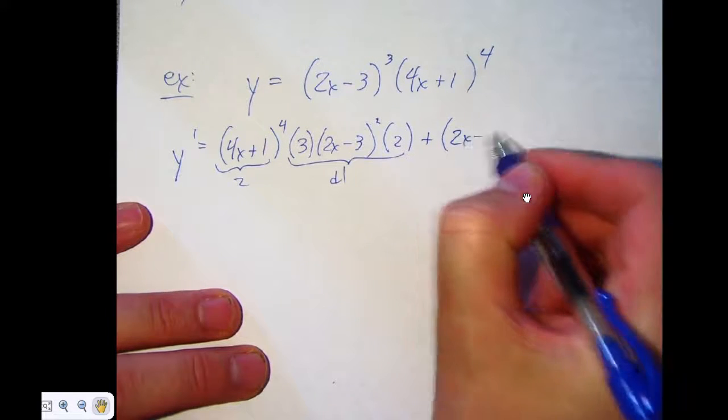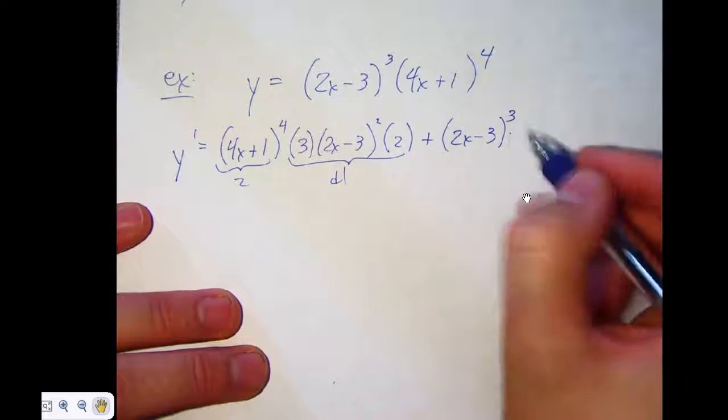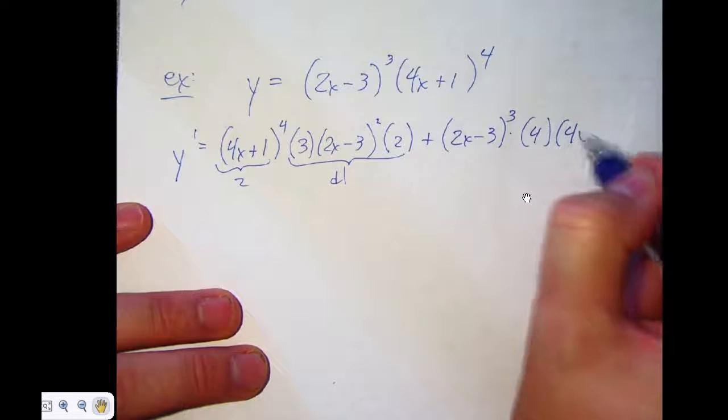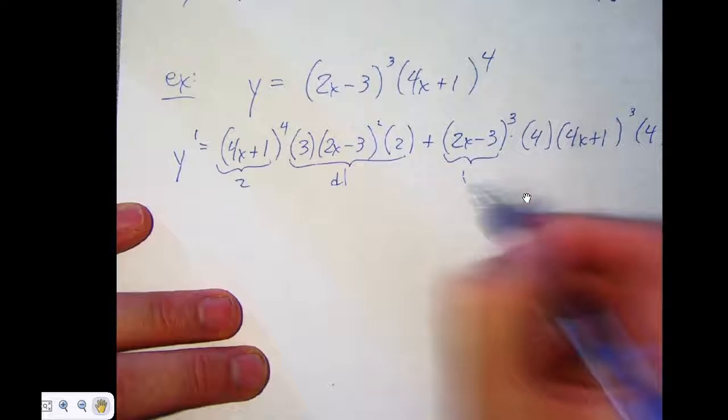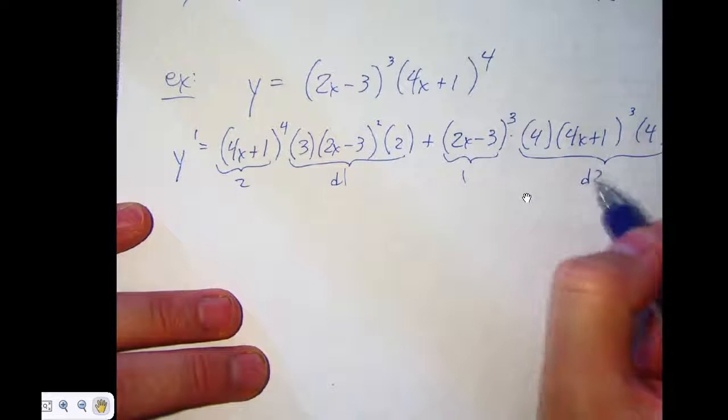Plus 1 times D2. For D2, I need chain rule. So this is your 1. This is your D2.